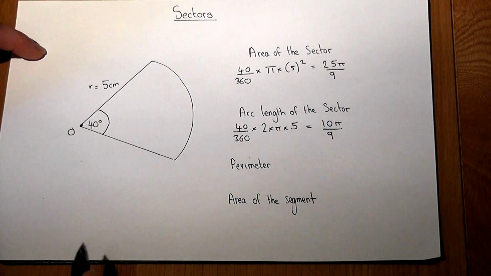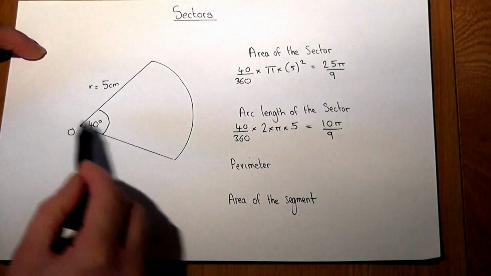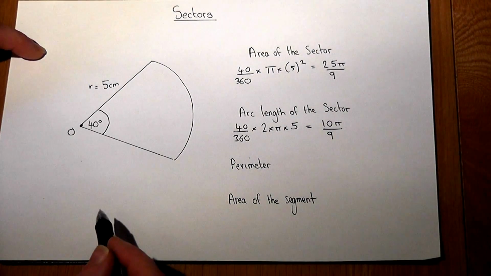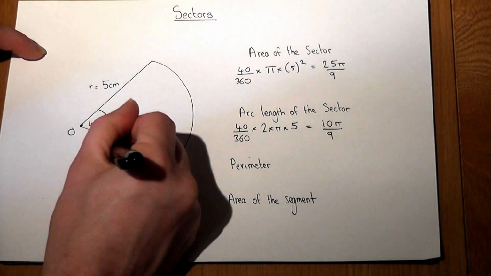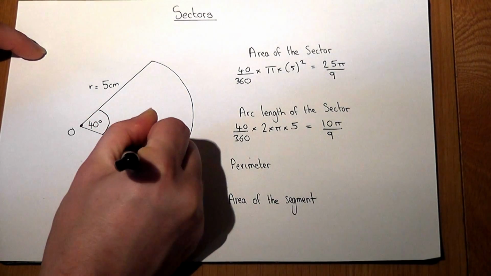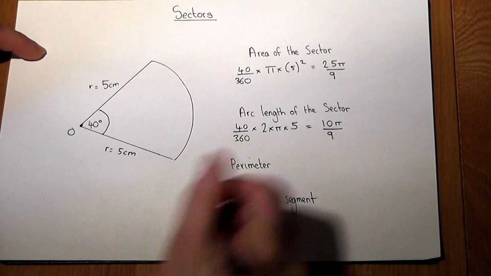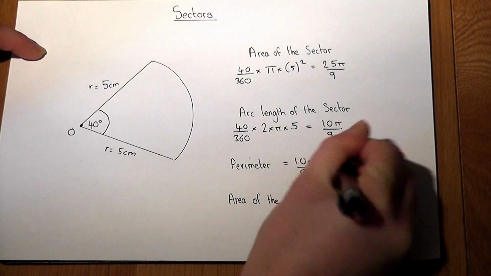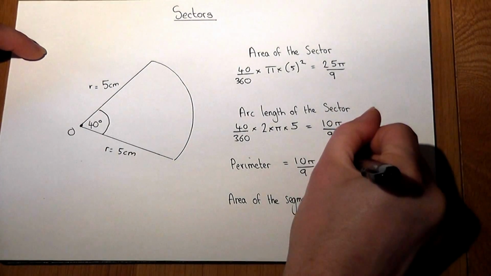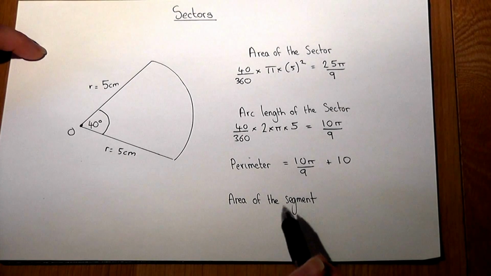The perimeter is then the curved part plus the 2 straight edges. Well, again, since this comes from a circle, both these edges here must equal 5 centimetres. So the perimeter is 10 pi over 9 plus 5, i.e. plus 10. Again, left purely in terms of pi.